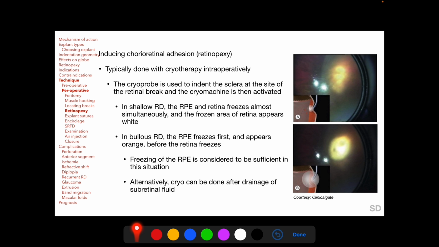the foot switch. In shallow retinal detachment, the retinal pigment epithelium and the retina freeze almost simultaneously, and the frozen area of the retina appears white as shown here in this clinical photograph, but in bullous retinal detachment, the retinal pigment epithelium freezes first and appears orange as shown here in this clinical photograph before the retina freezes, and in this situation, freezing of the retinal pigment epithelium is considered to be sufficient, or alternatively, cryopexy can be carried out after drainage of the subretinal fluid.